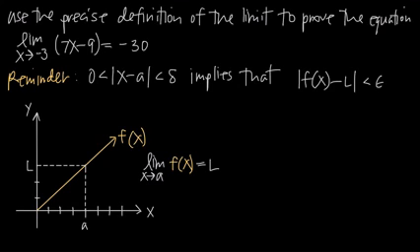In this video, we're talking about the precise definition of the limit, which is also called the epsilon delta definition of the limit, and we've been asked to use the precise definition of the limit to prove this limit equation. So we've been told that the limit as x approaches -3 of this function here, 7x minus 9, is equal to 30.